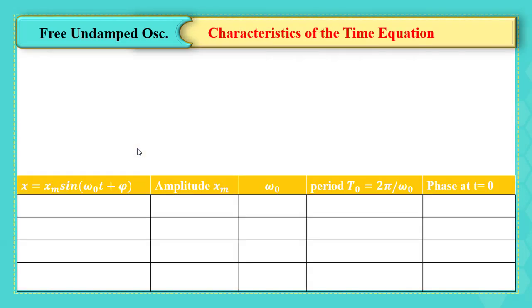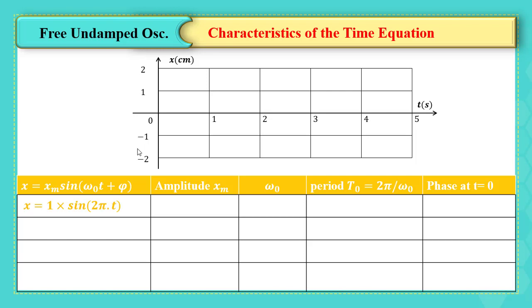In addition to their meanings, we should understand more how they affect the motion. So suppose we have a time equation like x equals 1 times sine 2 pi t. The amplitude is 1 centimeter. Omega 0 is 2 pi radians per second. And following the expression T0 equals 2 pi over omega 0, the period is 1 second. The phase here is just 0. What is the graph of this equation? Okay, it is a sinusoidal one. We can see that it has a constant amplitude, which is 1, as we said, and it starts from 0 as phase is 0 at t equals 0. Its period is only 1 second.